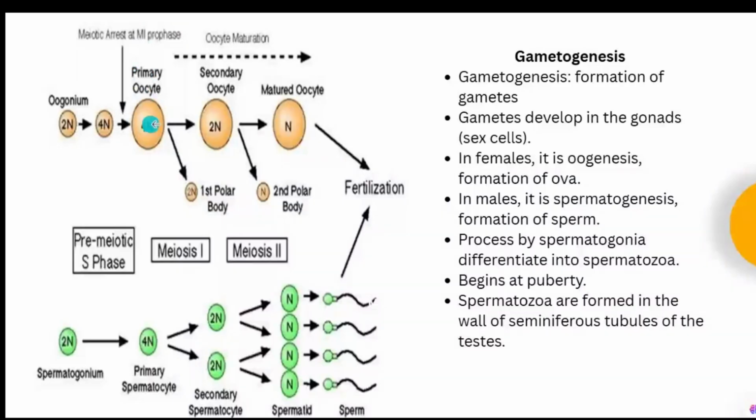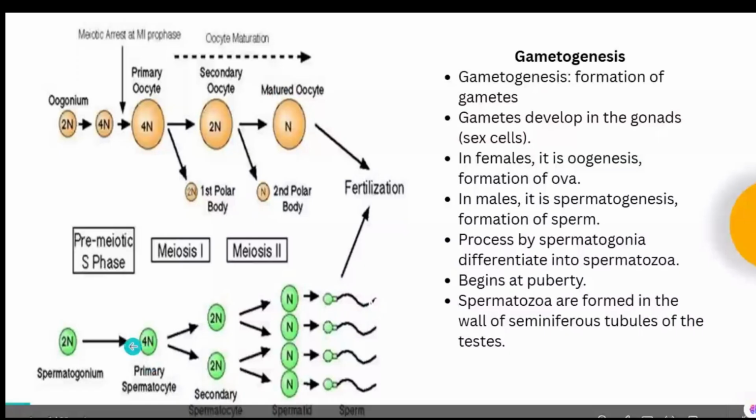Later on these primary oocytes will complete the first meiotic division, and the first polar body will be formed and it will become a secondary oocyte. This secondary oocyte will further undergo the second meiotic division. The second polar body will be formed and you will get a mature ovum. But this will take place only when there is fertilization. So the second meiotic division gets completed only when there is fertilization.